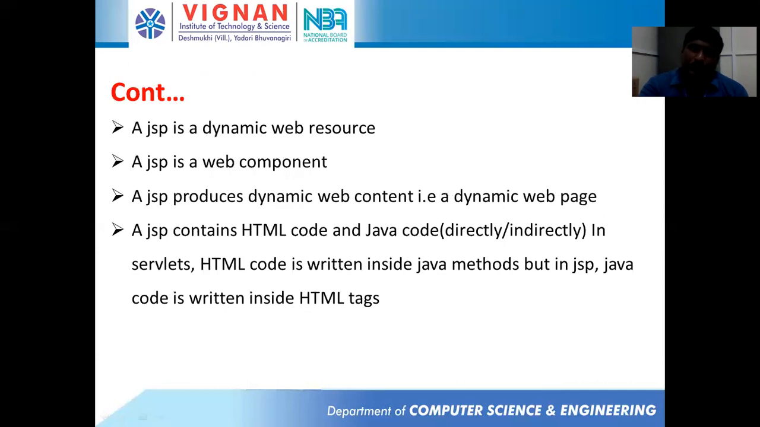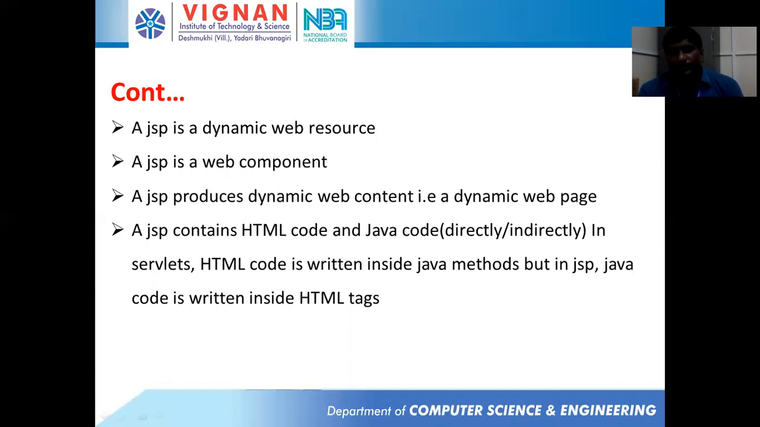JSP is meant for creating dynamic web resources. What is the meaning of dynamic web resource? Based on the client request, the web server dynamically prepares a web page and hands it over to the corresponding client. And one more point: JSP is a web component. By using JSP, it acts as a web component, and JSP produces dynamic web content, nothing but a dynamic web page.